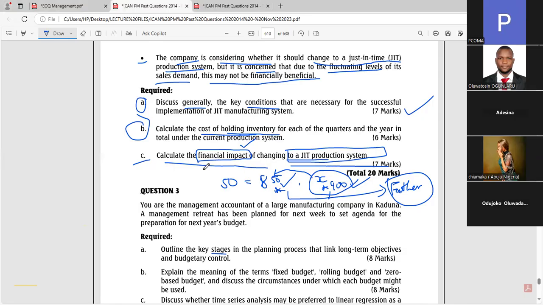So in this case, they say calculate the financial impact of changing to just-in-time production system. That's why they give you 7 marks. They are not joking. They're going to tell us the current system that we are operating, because technically this company is not operating a just-in-time system now. So you must calculate the impact of what they are operating now, then calculate just-in-time, then compare and tell us which one is better. That's what I'm telling you. Do you agree with me?